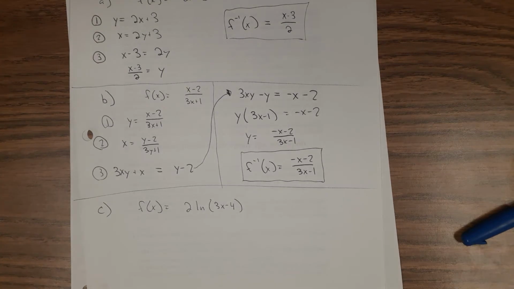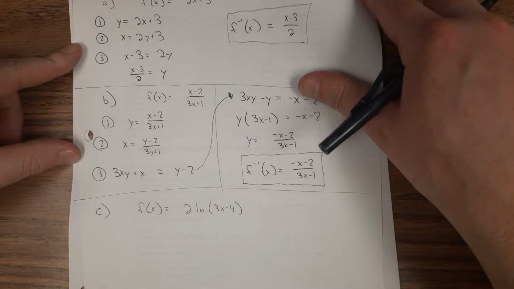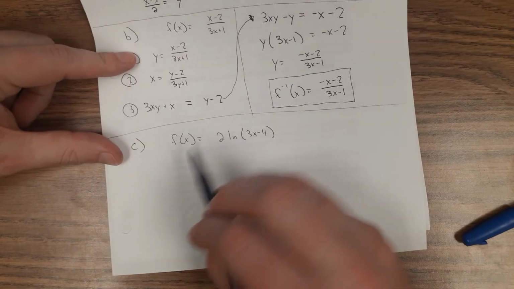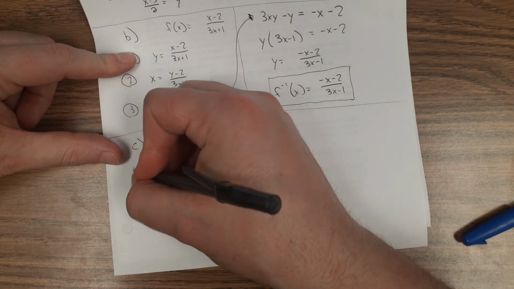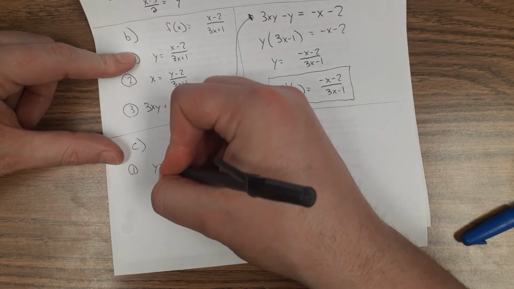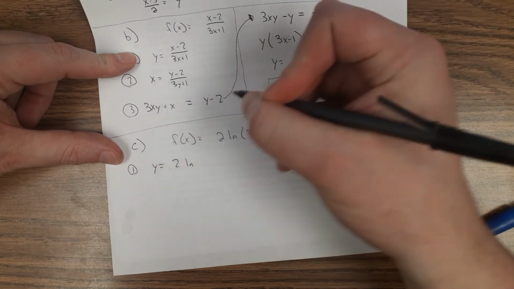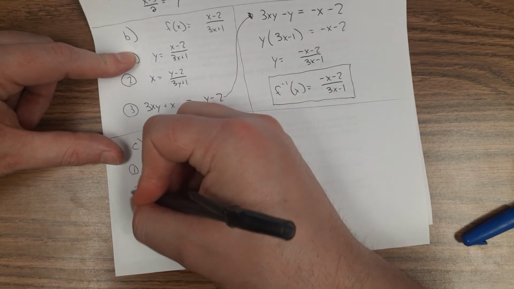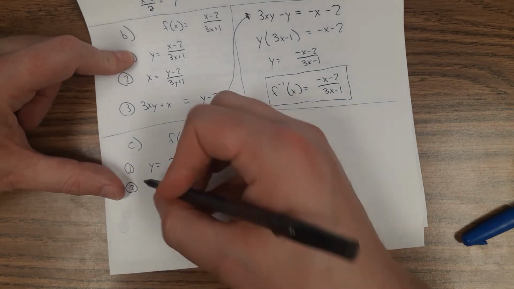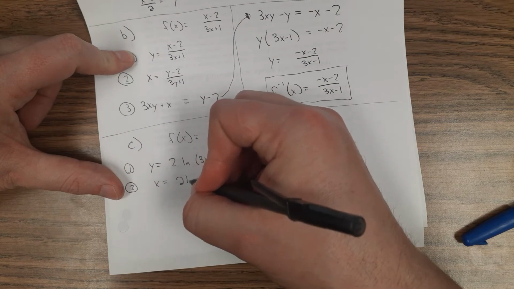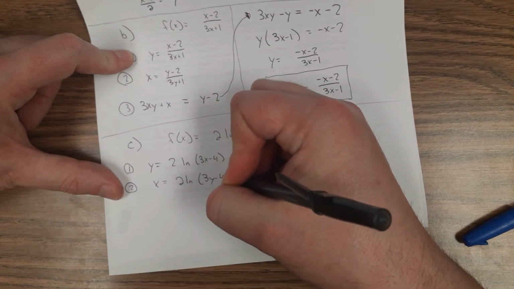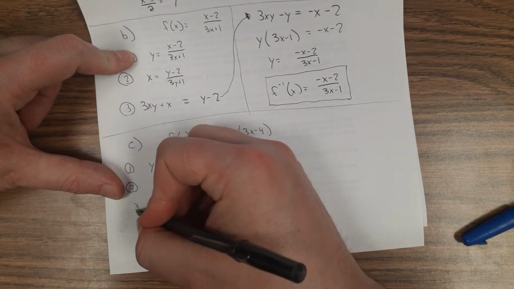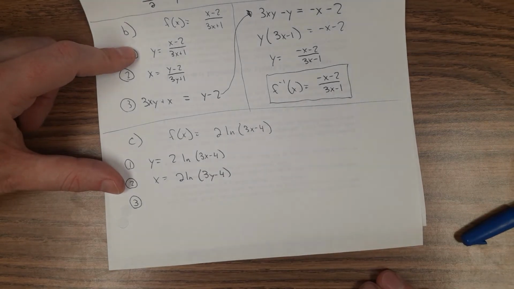Great. Let's do another one. So I've got this. Step 1 is to write y instead of f of x. Step 2 is to switch x and y. Step 3, solve for y.